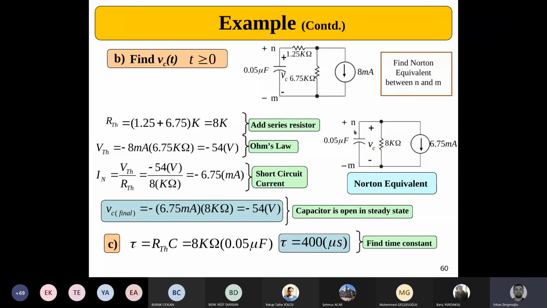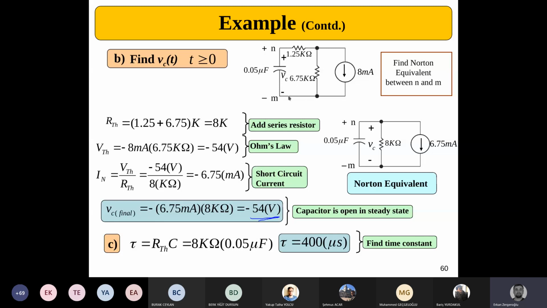If you look at the circuitry in here, when we come to the steady state, that means that the capacitor will act like an open circuit. The capacitor voltage will be whatever the voltage on this 8 kilo ohm resistor. So we know the final value of the voltage across this capacitor, which is just 6.75 milliamps times 8. That is 54 volts is what we're gonna obtain at the end, at steady state for this circuitry.